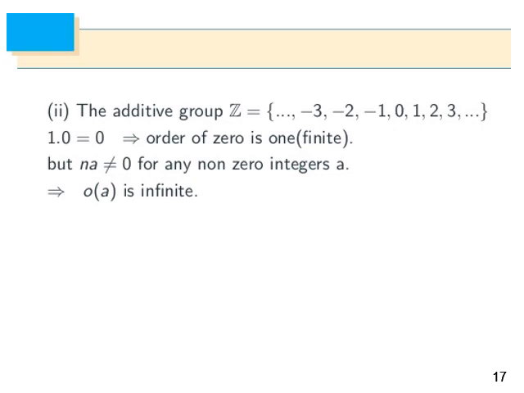The additive group of integers: since 1 · 0 equals 0, the order of 0 is 1, finite, but n · a is not equal to 0 for any non-zero integer a, so the order of a is infinite.